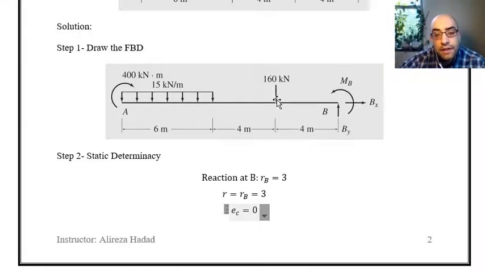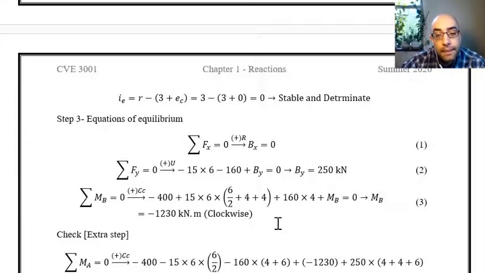Then I have this 160 kilonewton force, which again creates a counterclockwise moment, so that will be positive, and the amount of moment will be the force, 160, multiplied by the distance, which is 4 meters. And the only remaining term is the moment at B itself, which is MB, and that is counterclockwise, so positive. So these are the values in the third equation, summation of moments about B equal to 0.